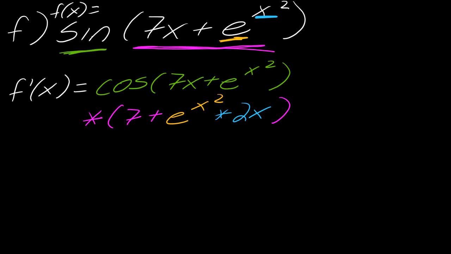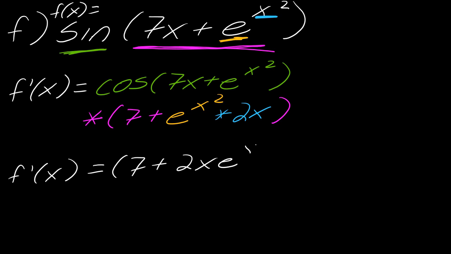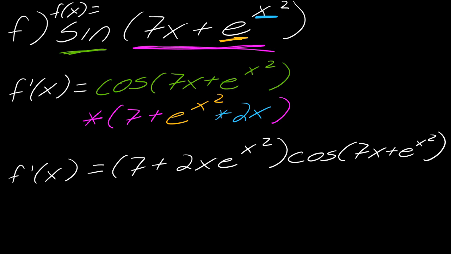So now, let's see how we can simplify this. There's not a whole lot you can do to simplify this one, honestly. So I could just rewrite this as (7 plus 2x) e to the x squared times cosine of (7x plus e to the x squared).